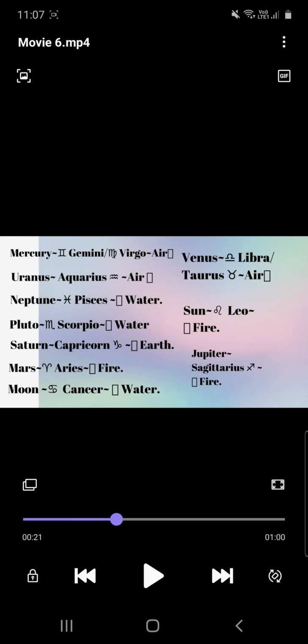So here we have Mercury, Gemini, Virgo, air. Uranus, Aquarius, air. Neptune, Pisces, water. Pluto, Scorpio, water. Saturn, Capricorn, earth. Mars, Aries, fire. Moon, Cancer, water. Venus, Libra, Taurus, air. Sun, Leo, fire. Jupiter, Sagittarius, fire.